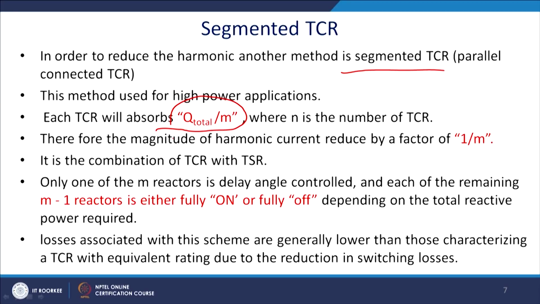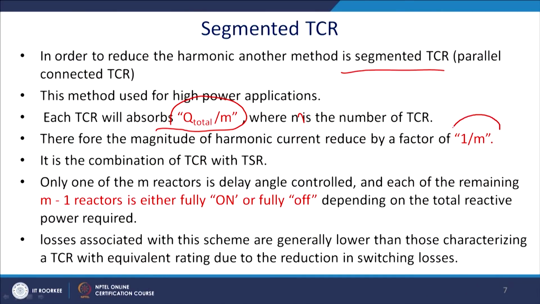So, what does it give? It gives redundancy. If one of the blocks is not working, it will be M minus 1, and ultimately the whole system will still work, where M is the number of TCRs. Sorry, it will be M, not N.